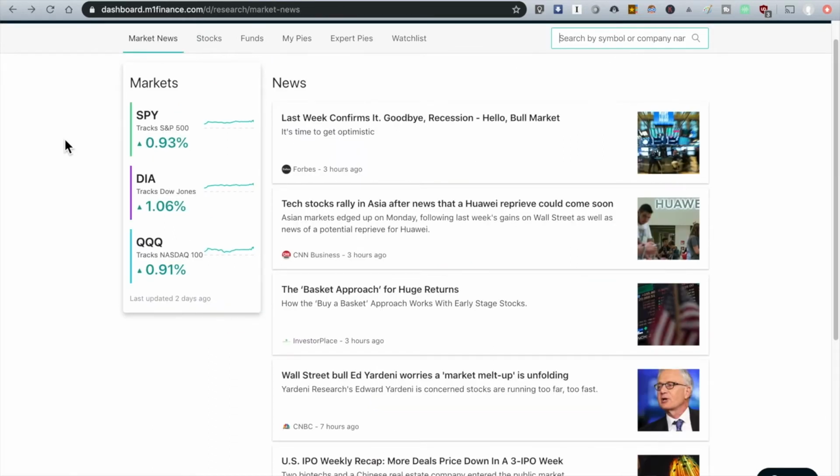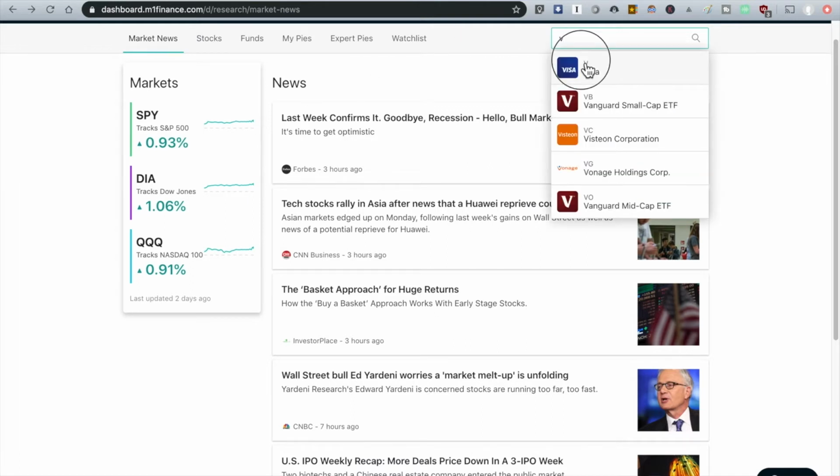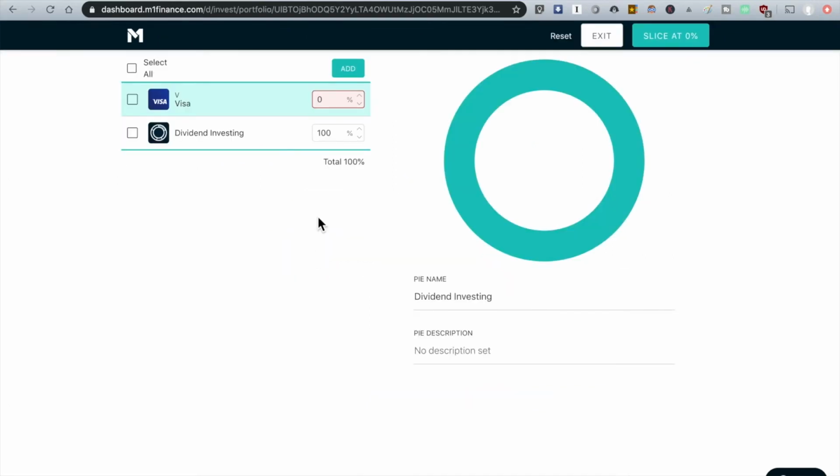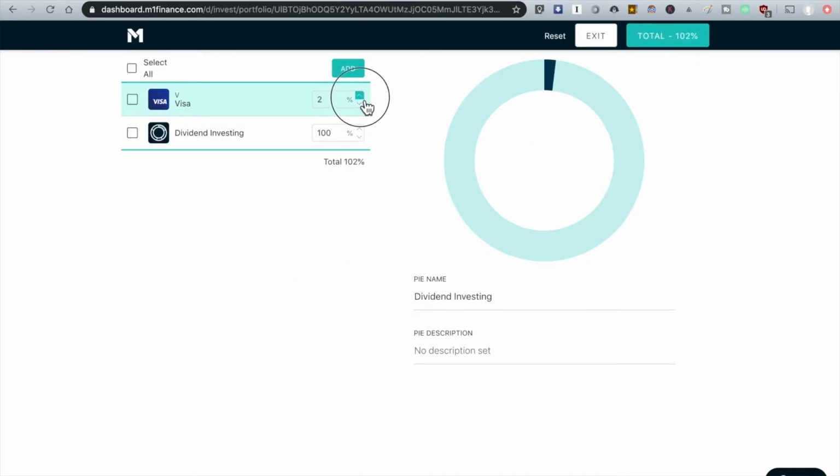And the cons about M1 Finance, as we kind of touched on when we talked about TD Ameritrade, is that you can only buy shares through a percentage. So if we look at my screen, if I'm going to type in Visa and add this to my portfolio, I can only buy a certain percentage of Visa. This is what makes M1 Finance different compared to TD Ameritrade. You can't really buy shares at a cheaper rate.